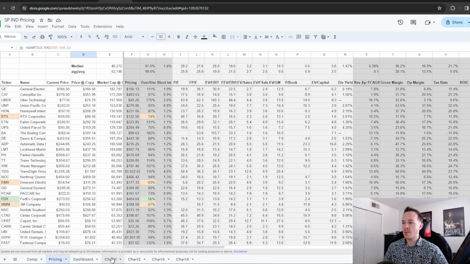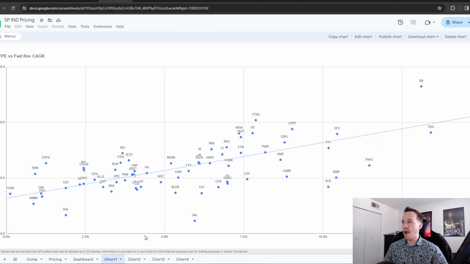Now, once I'm done with that process, I like to come over here and make graphs for each of these. It's one graph for each of the multiples, but then I narrow in on which of the 3 fundamental metrics had the strongest statistical relationship with it, and then make a graph out of it. So in this particular case, we have forward P/E versus the forward revenue CAGR, and you can see that there's a pretty strong relationship right here.